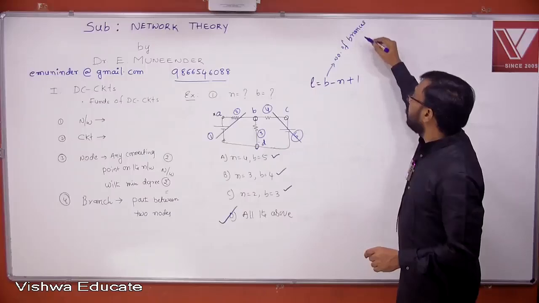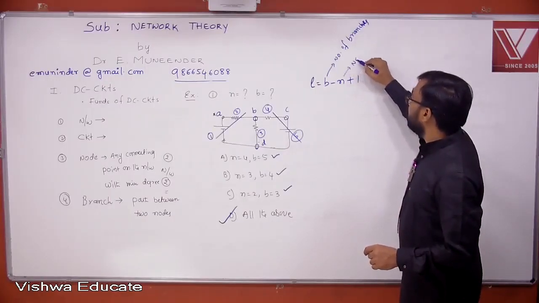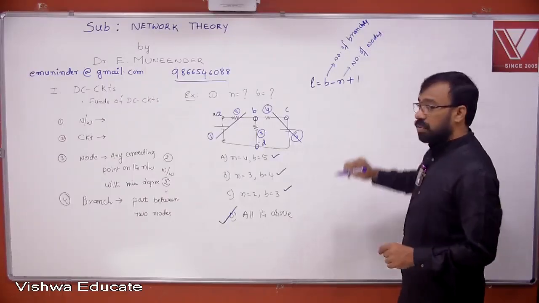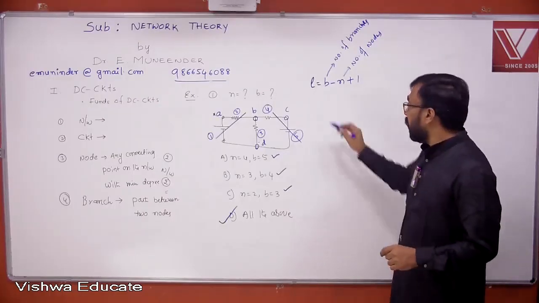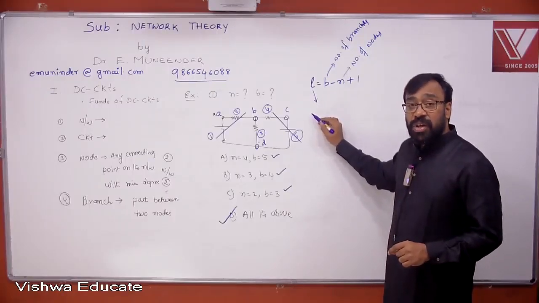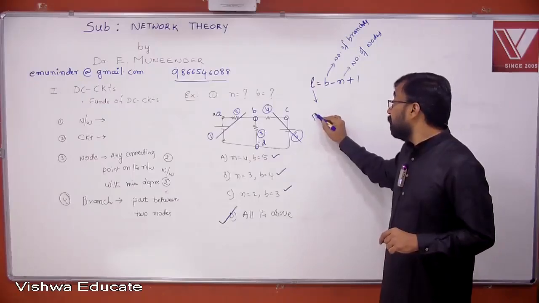Number of branches and number of nodes. Number of nodes. Yes or no? But what does L stand for here? Loops? No. Not simply loops, it is the number of fundamental loops.